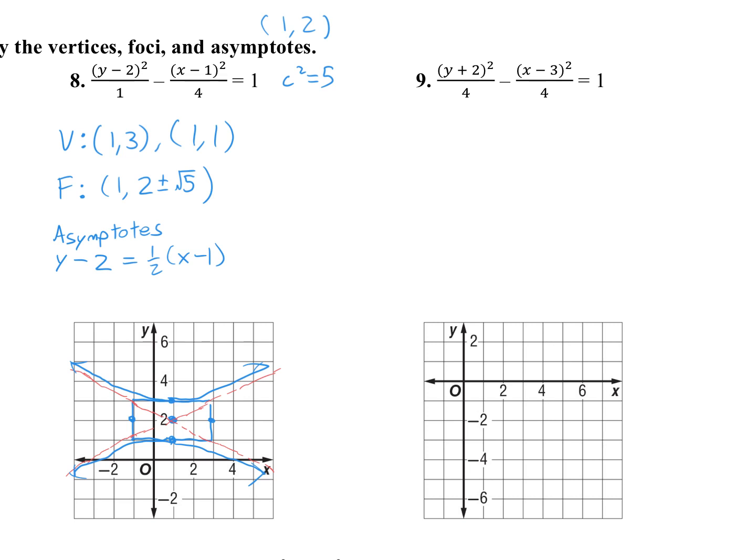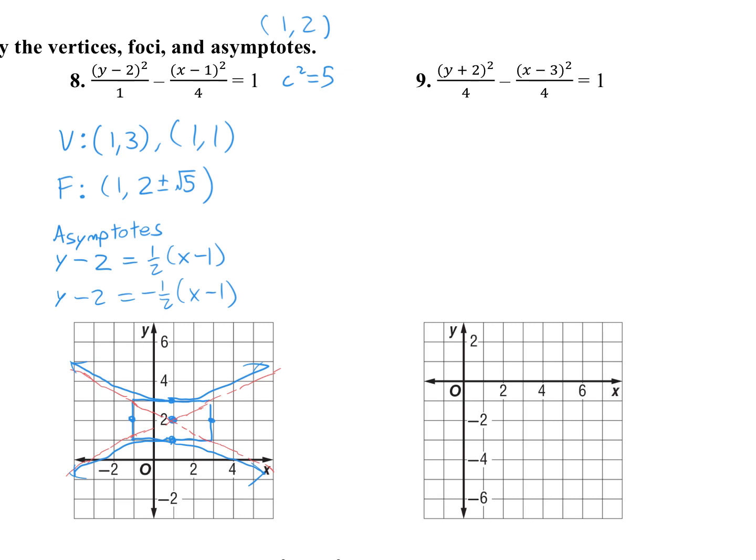And then my other, the downward slope asymptote is y minus 2. It's the same coordinate, only the slope's going to change from positive 1/2 to negative 1/2.